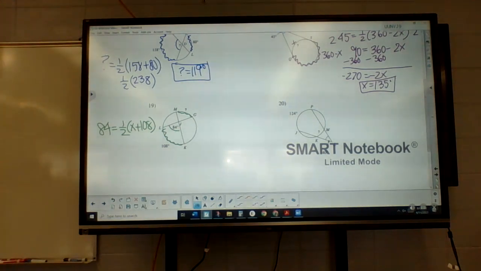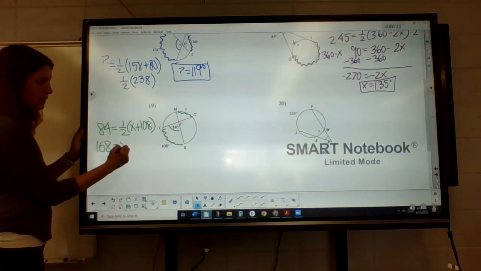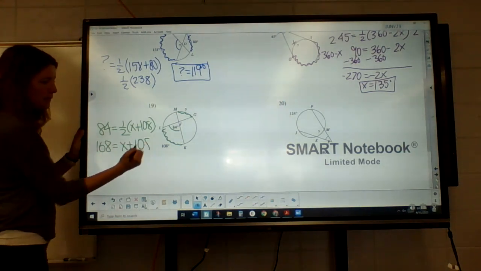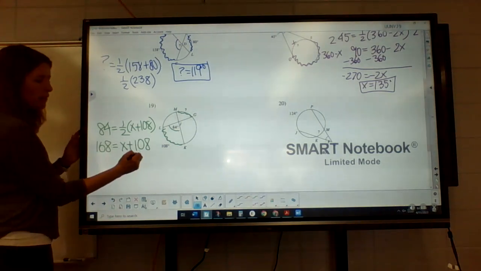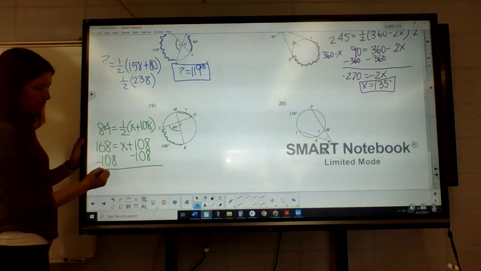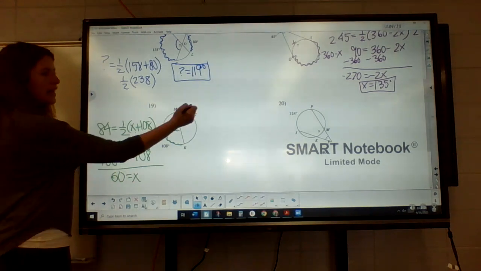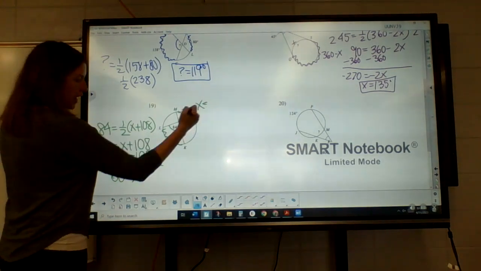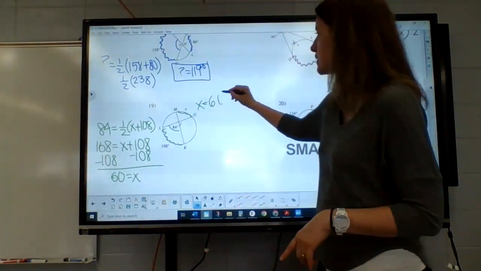Now, I don't like that half there, so I'm going to get rid of it and multiply it over to the other side. So again, I'm going to multiply by 2. So this is going to become 168. And then I'm going to move the 108 over. And again, we're finding an arc, so make sure of that. So it ends up being 60 degrees in this case.